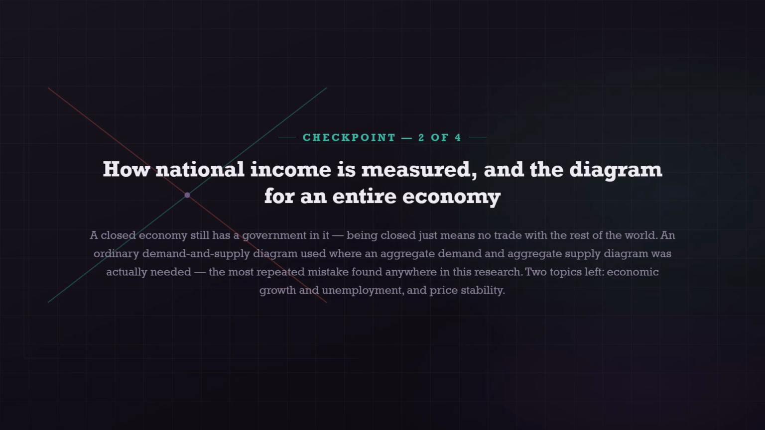An ordinary demand and supply diagram used where an aggregate demand and aggregate supply diagram was actually needed. The most repeated mistake found anywhere in this research. Two topics left: economic growth and unemployment, and price stability. What inflation actually costs and what actually causes it.